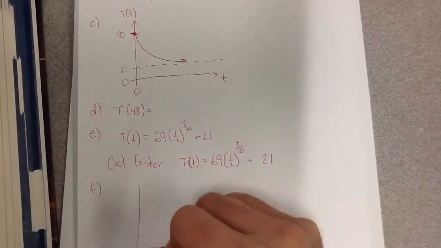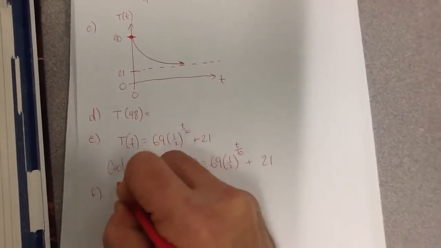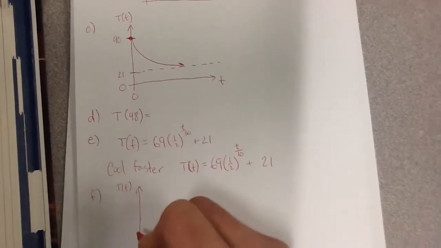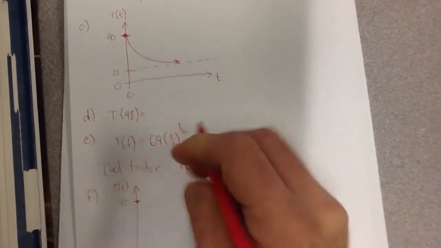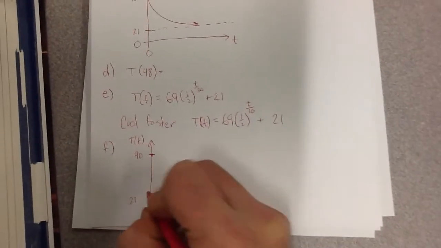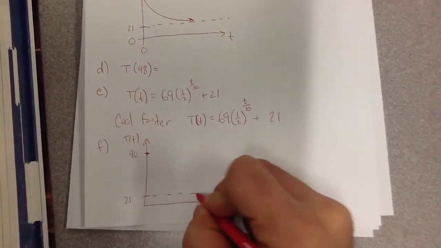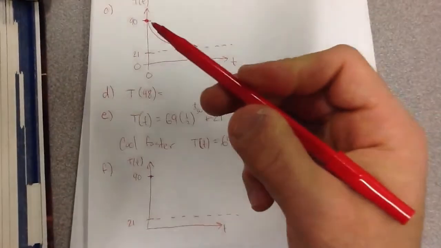So how would this graph change? If it's cooling much faster, again, this wouldn't change. 90 would still be your starting temperature, okay? And 21 is still going to be your equation of the asymptote. It just has to be decreasing much quicker.